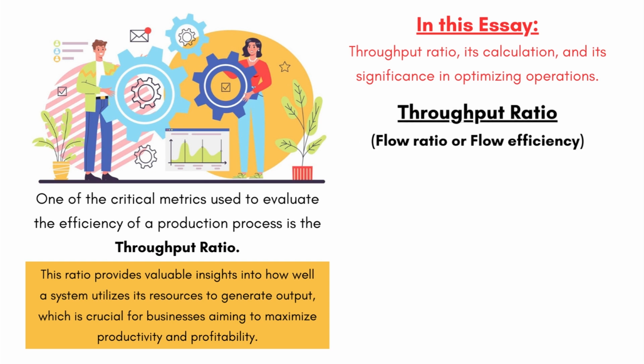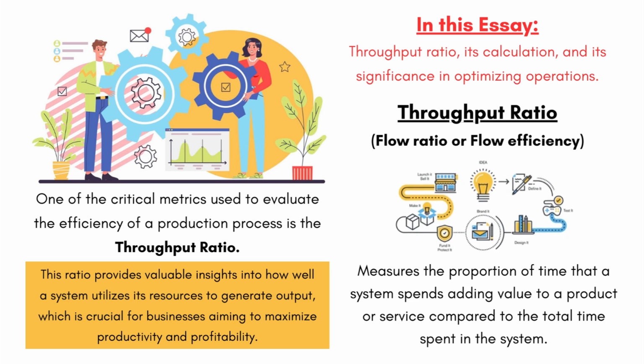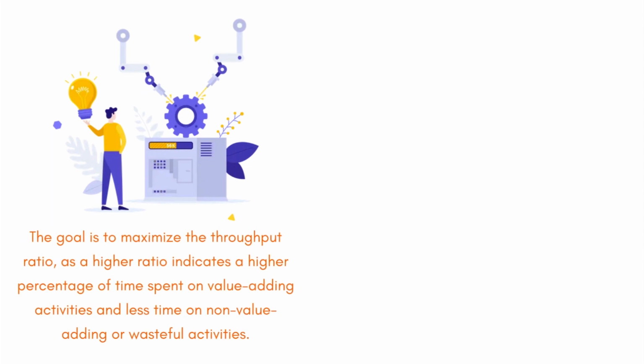The throughput ratio, also known as the flow ratio or flow efficiency, measures the proportion of time that a system spends adding value to a product or service compared to the total time spent in the system. In essence, it quantifies how effectively resources are used in the production process. The goal is to maximize the throughput ratio, as a higher ratio indicates a higher percentage of time spent on value-adding activities and less time on non-value-adding or wasteful activities.